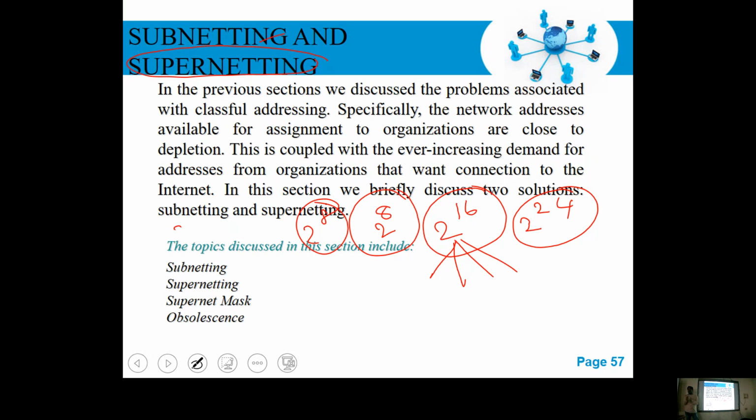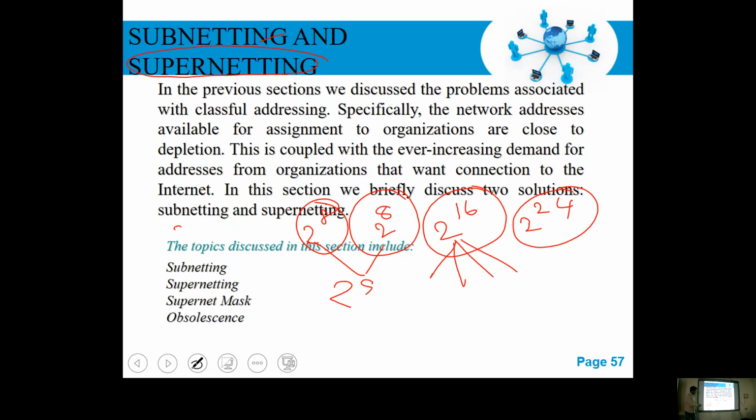I have a network. If I divide it into smaller blocks or groups, I name them subnets. The network is divided into subnetworks. If I combine different networks to form a bigger network, for example combining blocks of 2 power 8 to get 2 power 9, then that is a super network, or supernet. The concept is supernetting and the resultant is a supernet.